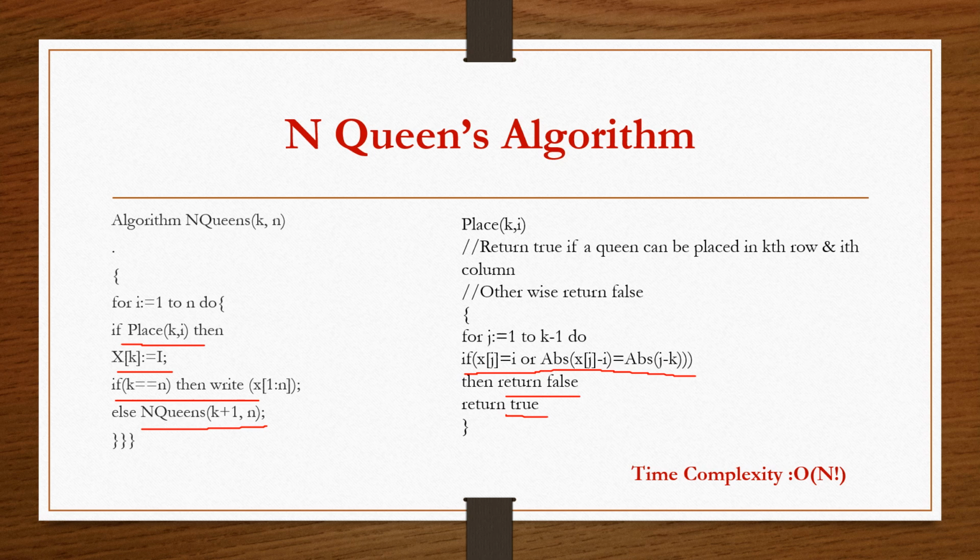Hope you are clear with the concept of placing 4 queens in 4x4 chessboard, and the same can be used for any n queen placing in n x n chessboard.